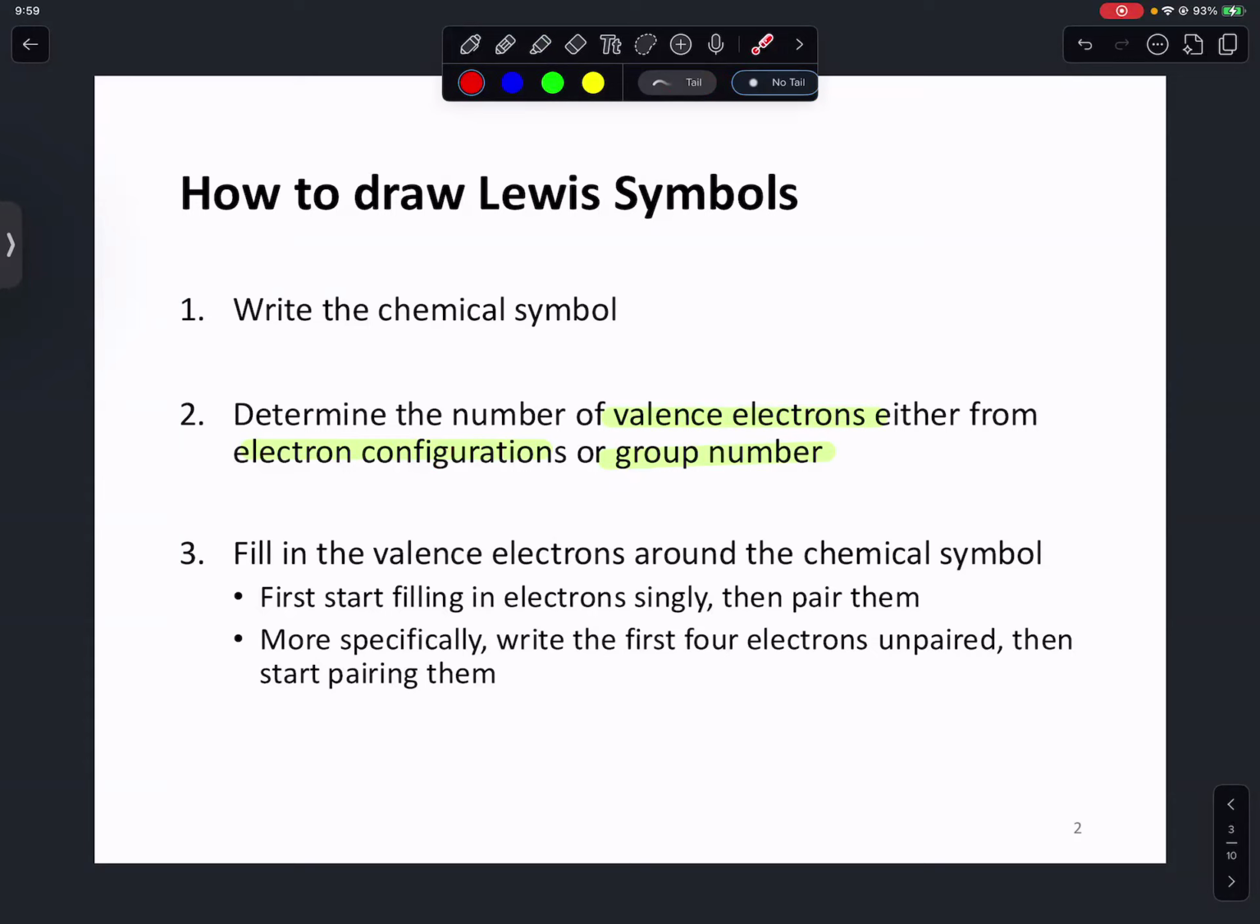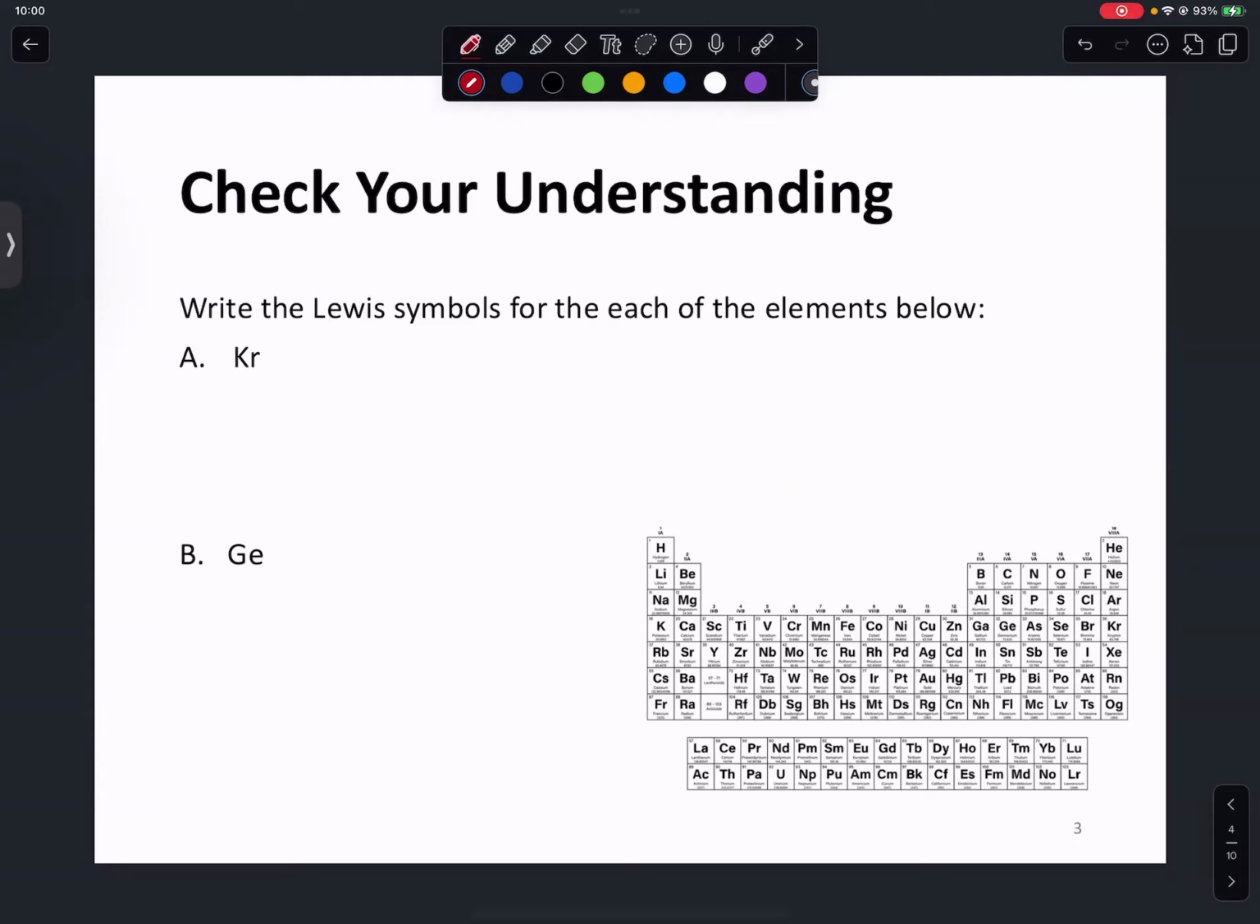Then we're going to fill in the valence electrons around the chemical symbol. This is not a random process. It's actually a very strategic process. We'll start by filling in the electrons singly, up to 4 electrons maximum, and I will show you on the next slide. More specifically, we are going to write the first 4 electrons unpaired, and then we're going to start pairing them. Let's see how we can do that.